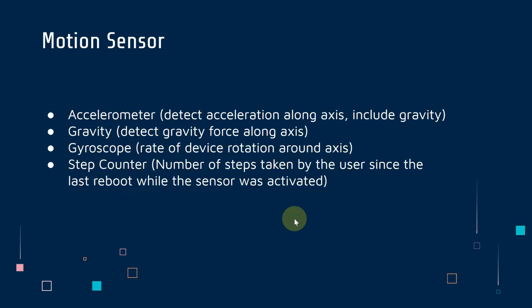Motion sensors have hardware sensors that can do measurements of different inputs. The first hardware is called the accelerometer sensor. It detects acceleration along the x, y, and z axes, including gravity. Secondly, the gravity sensor, whose main purpose is to detect the gravity force along the axes. Gyroscopes measure the rate of device rotation around the axes. And of course the step counter, which can measure how many steps were taken by the user since the last reboot while the sensor was activated.